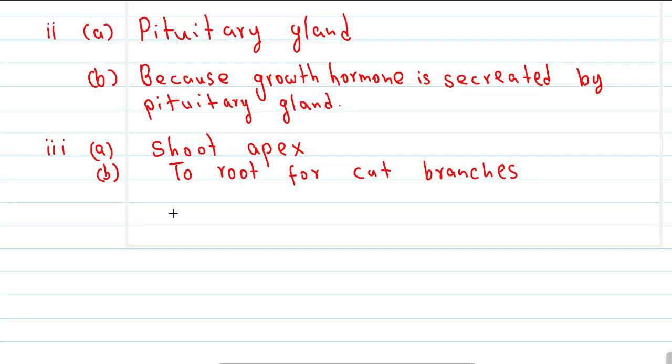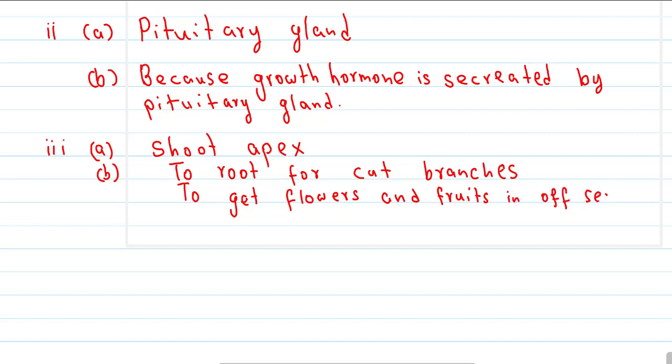The other one, children, we can tell some other things. This is also grade 9, children, right? To get flowers and fruits in off season. This should be roots, the S letter should be there, right? Roots for cut branches. And to get flowers and fruits in the off season, when it is not the time. Throughout the year we can get flowers and fruits.